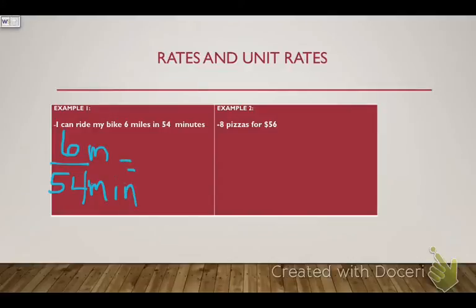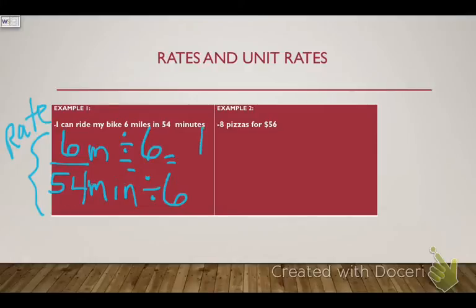Now the number one thing I want to tell you is that right now this is a rate. Like 6 miles, 54 minutes, that's a rate. But a unit rate means how many minutes does it take me to ride 1 mile? So it would be helpful to remember that for right now, if you take the smallest of the two numbers and divide, it's like simplifying a fraction, only we call this a ratio because we're comparing miles and minutes. So 6 divided by 6 is 1, and 54 divided by 6 is 9.